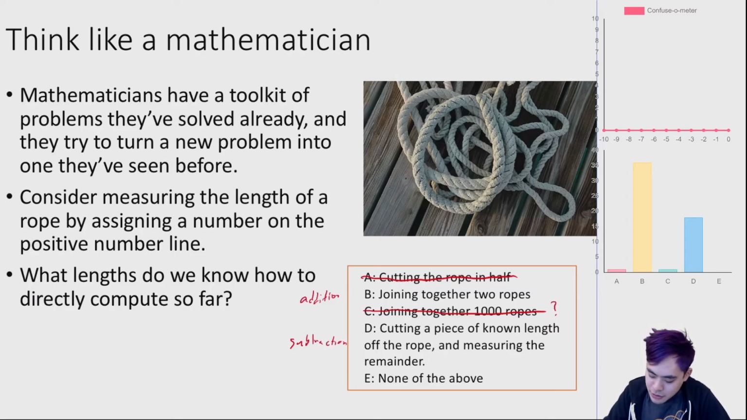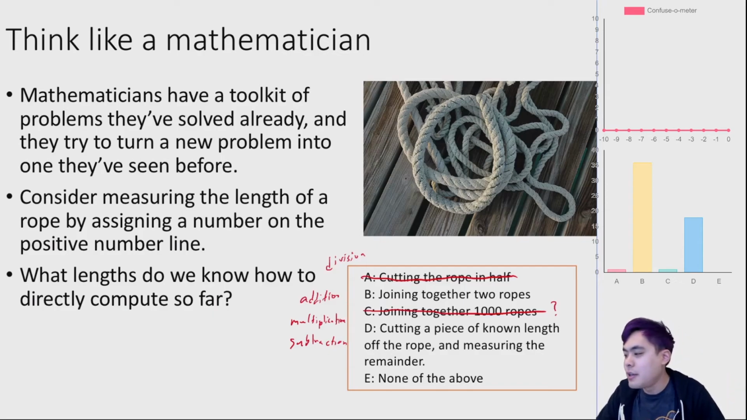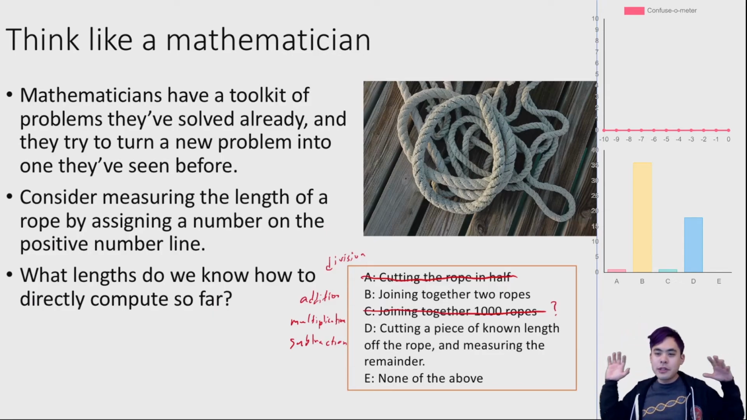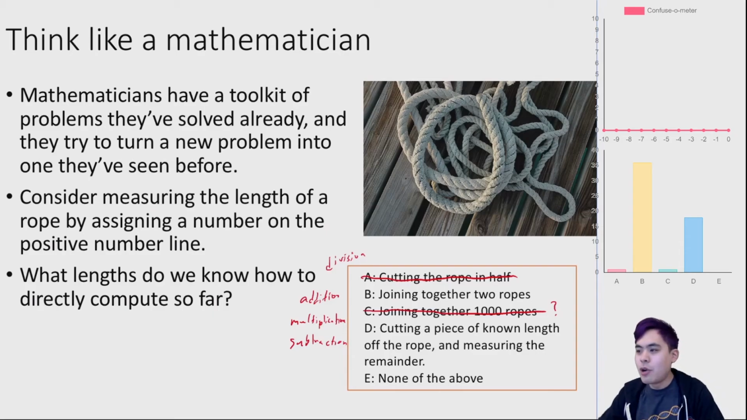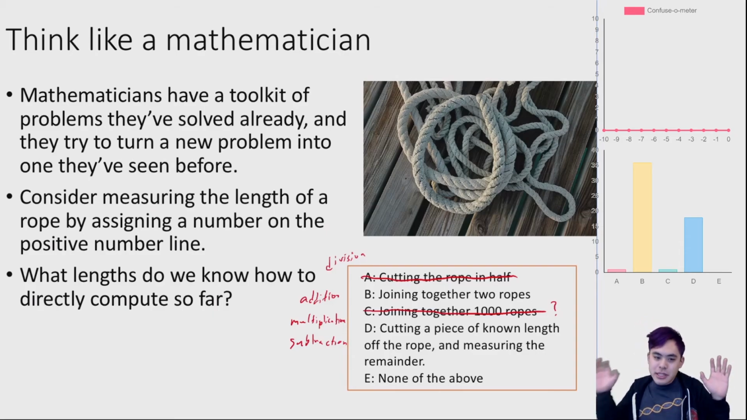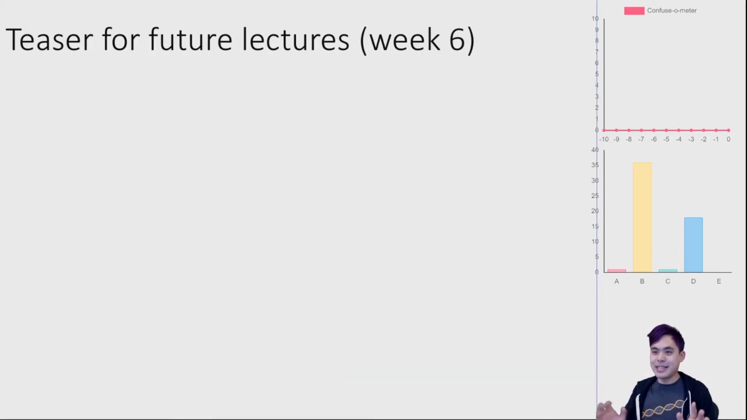And note that this here is going to require us to understand something like division, and this here is related to multiplication, especially if the ropes are the same length. So we'll get to that in the other parts of the lecture. But before we finish off with talking about the number line, I wanted to spend some time and just give you a teaser for week 6.